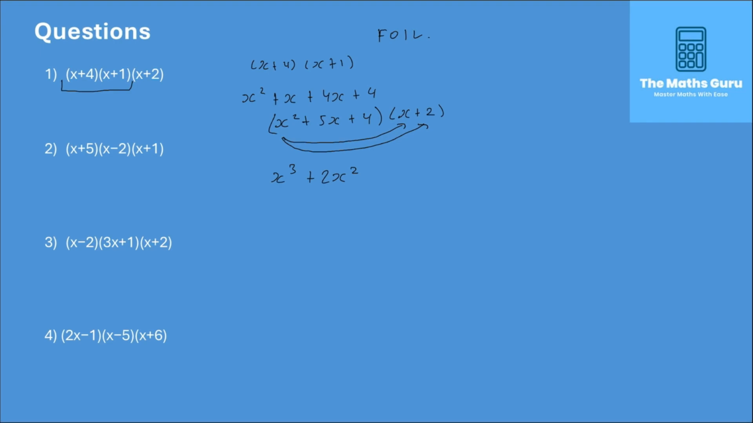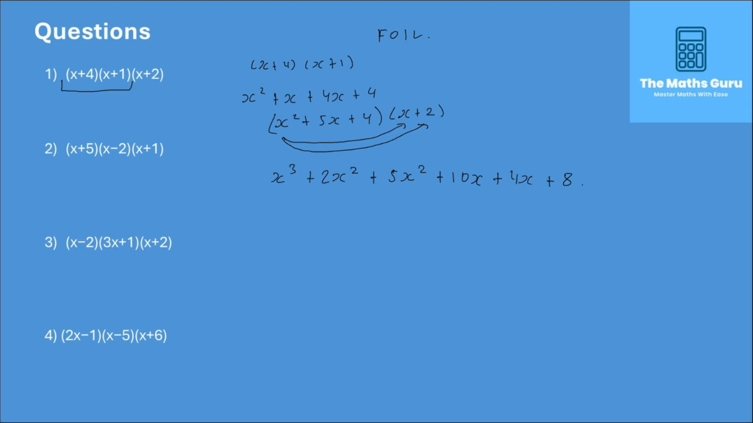So we then get 5x times x, plus 5x squared. Then 5x times 2, we get plus 10x. Then we get 4 times x, we get plus 4x, and then our other term is plus 8.